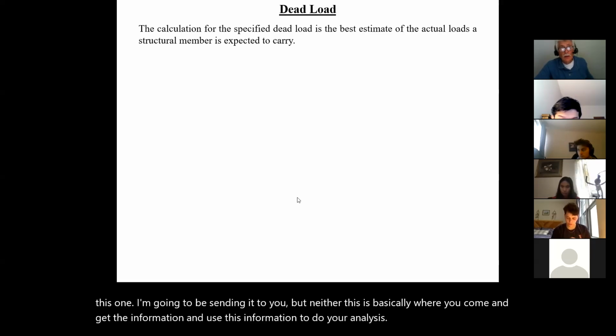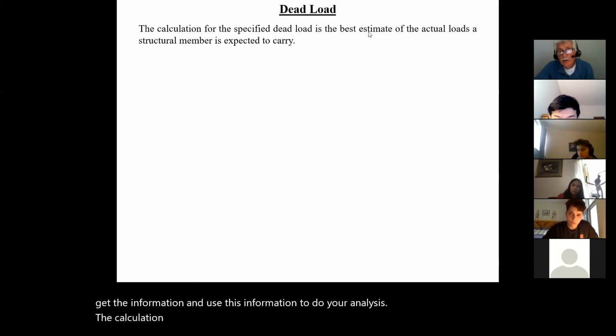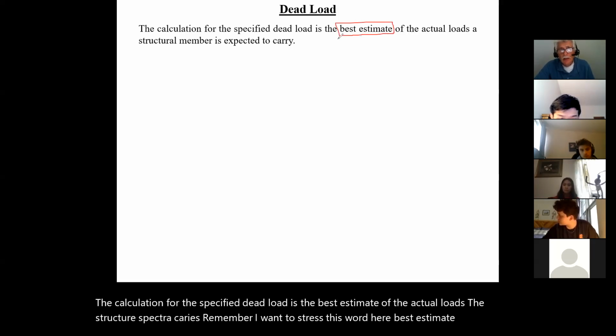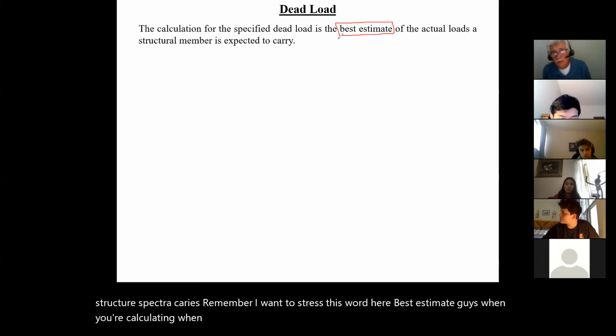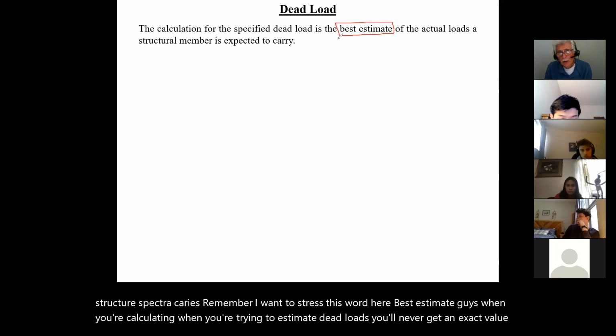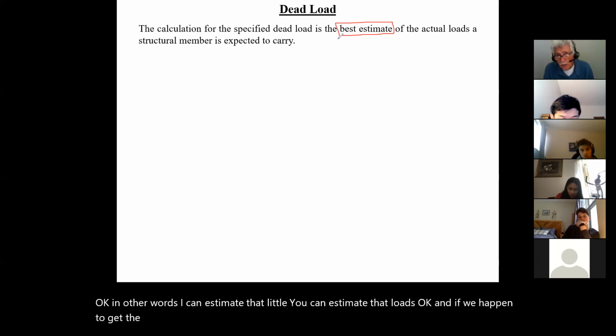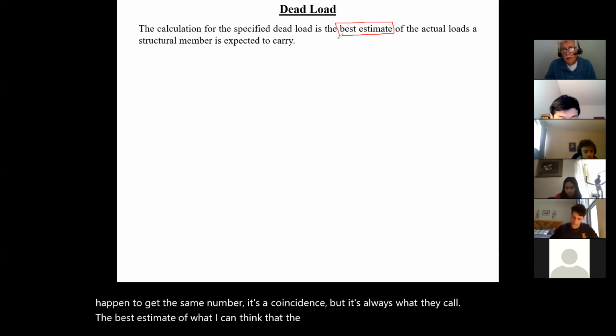Now, the calculation for the specified dead load is the best estimate of the actual loads a structure is expected to carry. Remember, I want to stress this word here: best estimate, guys. When you're trying to estimate dead loads, you'll never get an exact value. I can estimate dead loads, you can estimate dead loads, and if we happen to get the same number, it's a coincidence. It's always the best estimate of what I think the dead load should actually be. Okay, so keep that in mind.